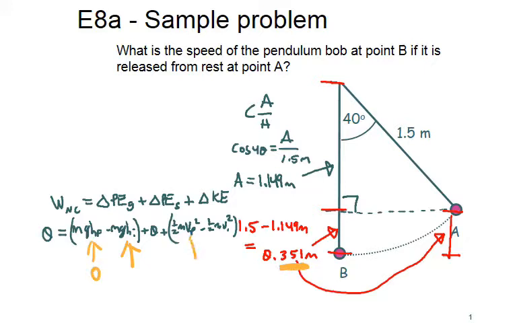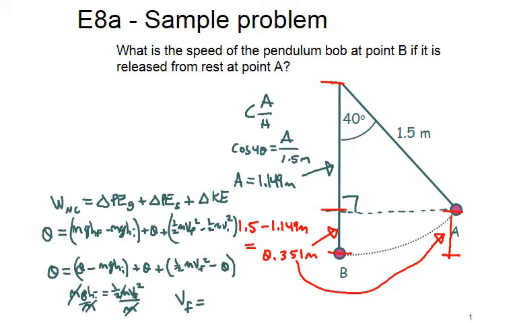The final speed at the bottom is what we want, and it's starting from rest. It's released from rest, so the initial speed is 0. And mass will cancel from both sides, so we'll get a speed of 2.623 meters per second at the bottom here.